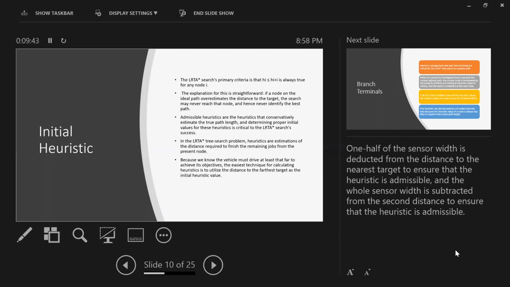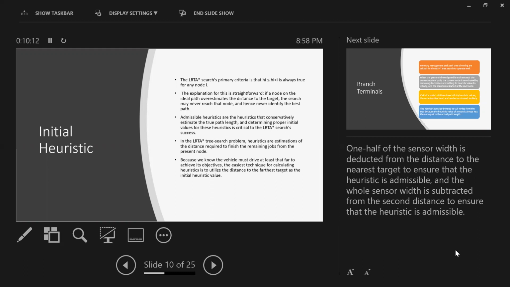Now I'll start with the initial heuristic. The LRTA star search has a primary criterion that hi is less than or equal to hi plus 1 for any node i, and the explanation for this is straightforward. If a node on the ideal path overestimates the distance to the target, then the search may never reach that node and hence never identify the best path.